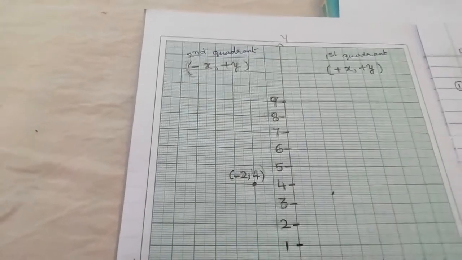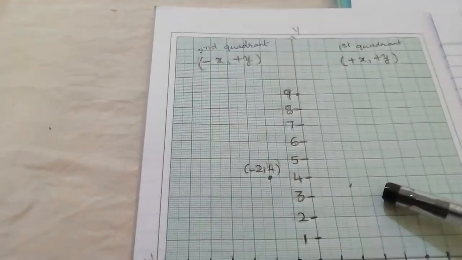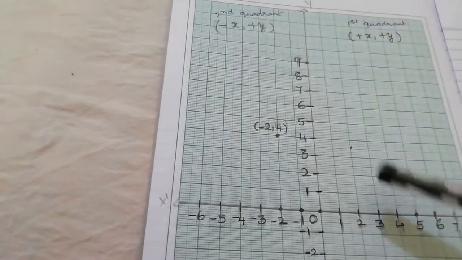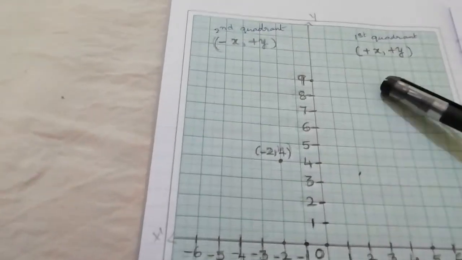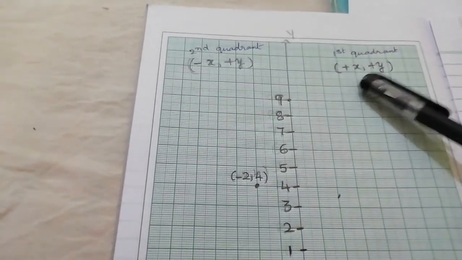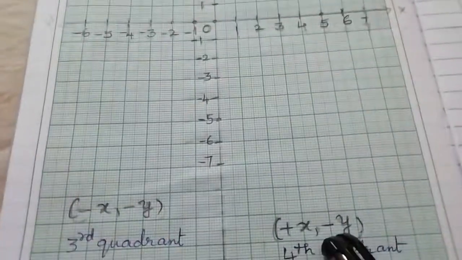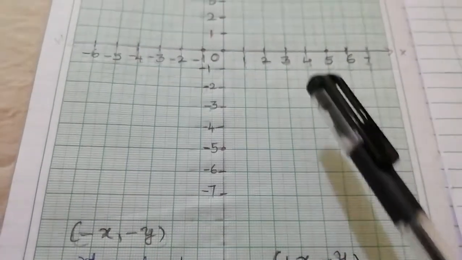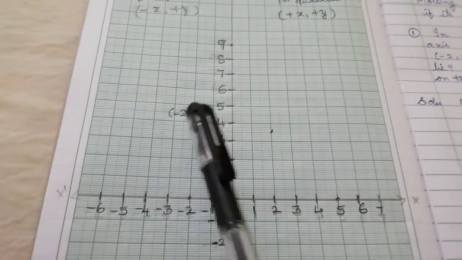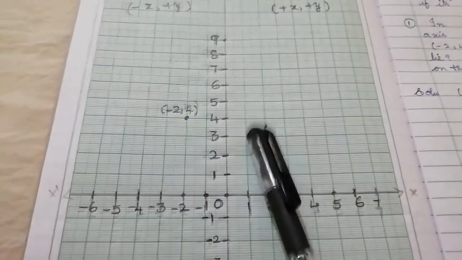So this plane paper is called a plane. This entire plane is divided into 4 parts by the horizontal x-axis and the vertical y-axis. This is the first quadrant. In this x is positive, y is positive. This is the second quadrant. In this x is negative, y is positive. This is the third quadrant. In this x is negative, y is negative. This is the fourth quadrant. In this x is positive, y is negative.